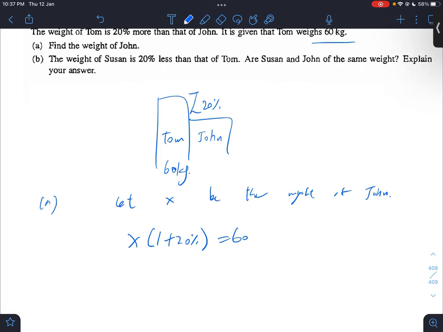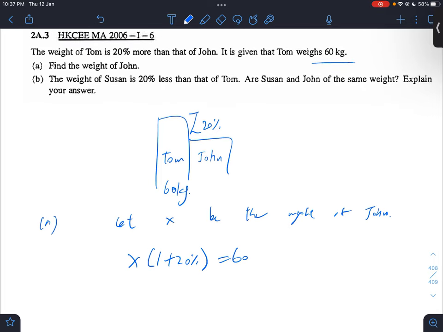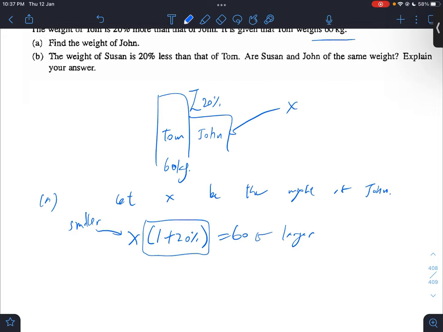And it makes sense because this is a smaller number, right? This is a smaller number, and this expression magnifies the number, so it gets to a larger number. And because John is X, we set an unknown called X, X is definitely smaller than 60. So this formula makes sense.